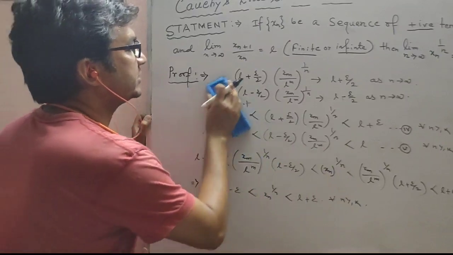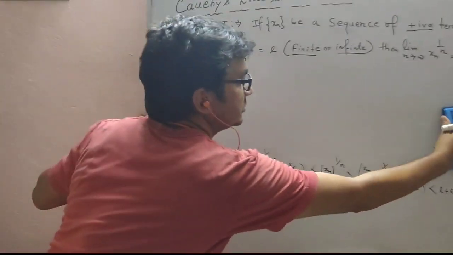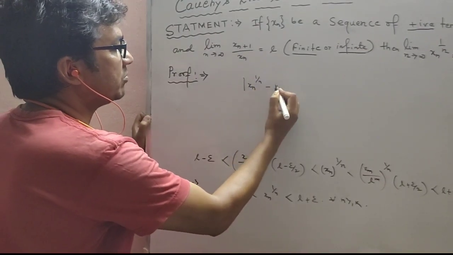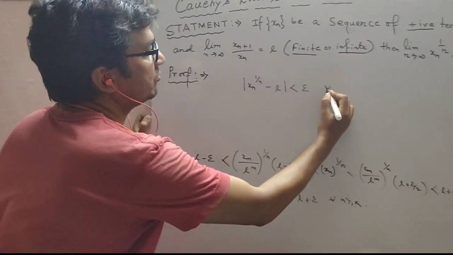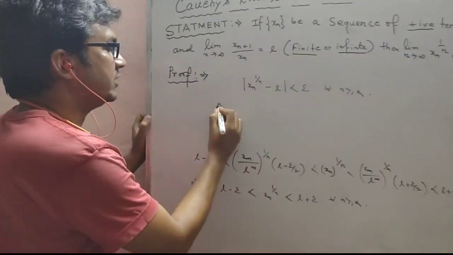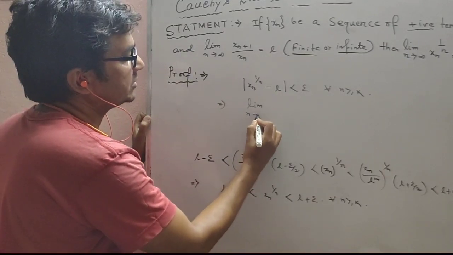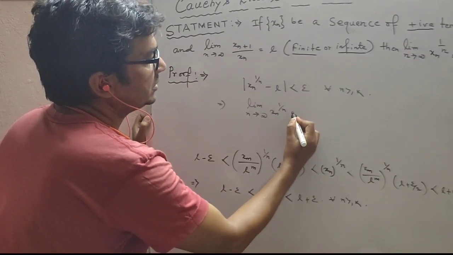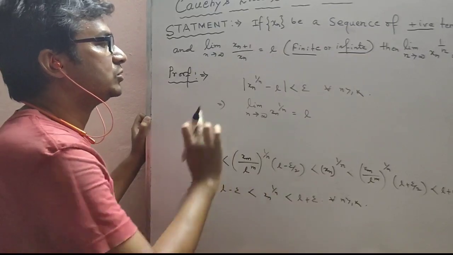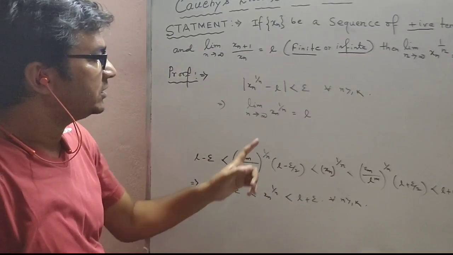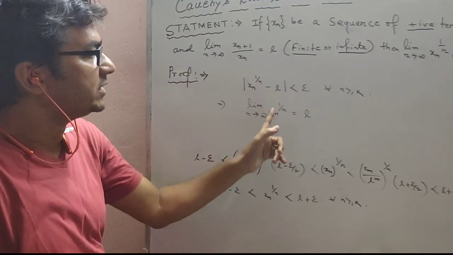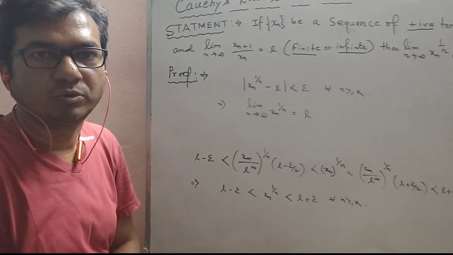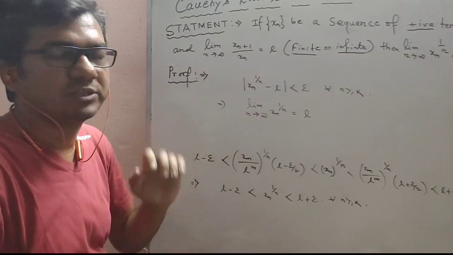So we can write the result mod of xn to the power 1 by n minus L less than epsilon for all n greater equal to k. That is, limit n tends to infinity xn to the power 1 by n equal to L. So we say that xn to the power 1 by n tends to L also, where L is finite but not equal to 0. This is the proof of the first case.